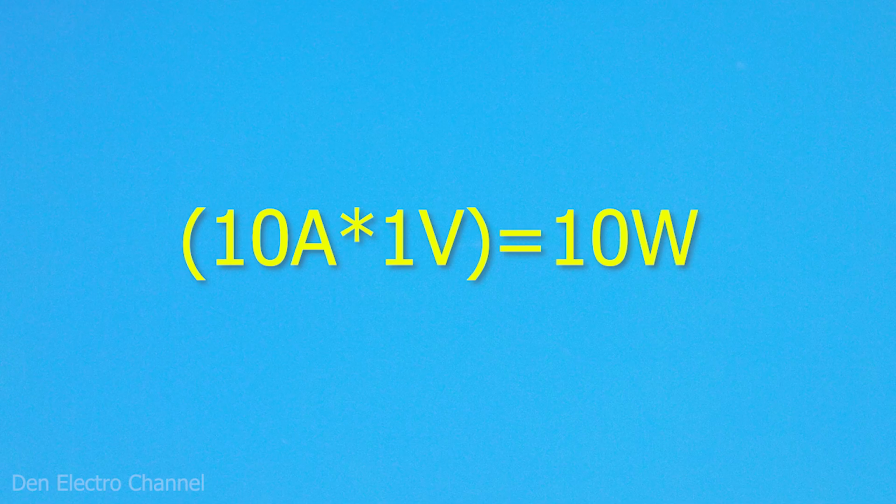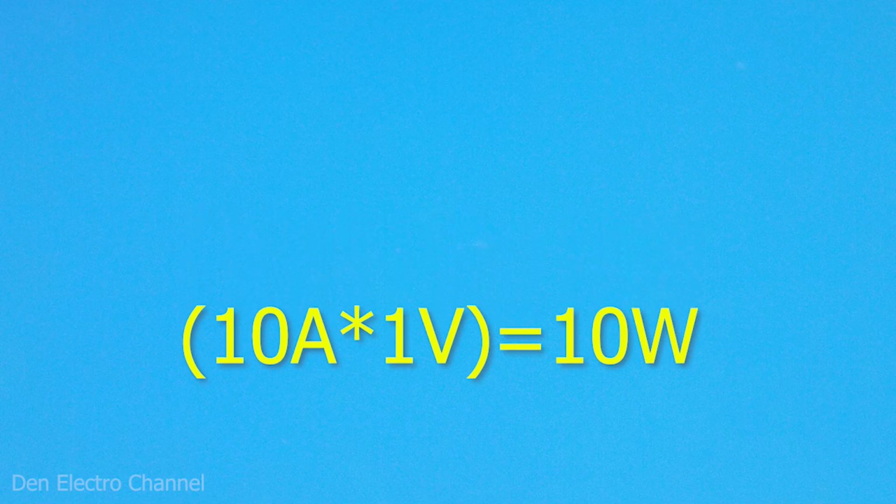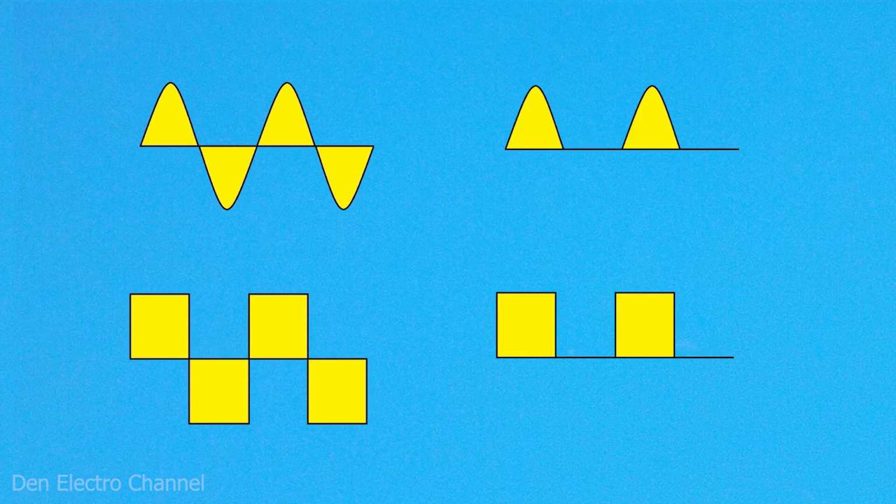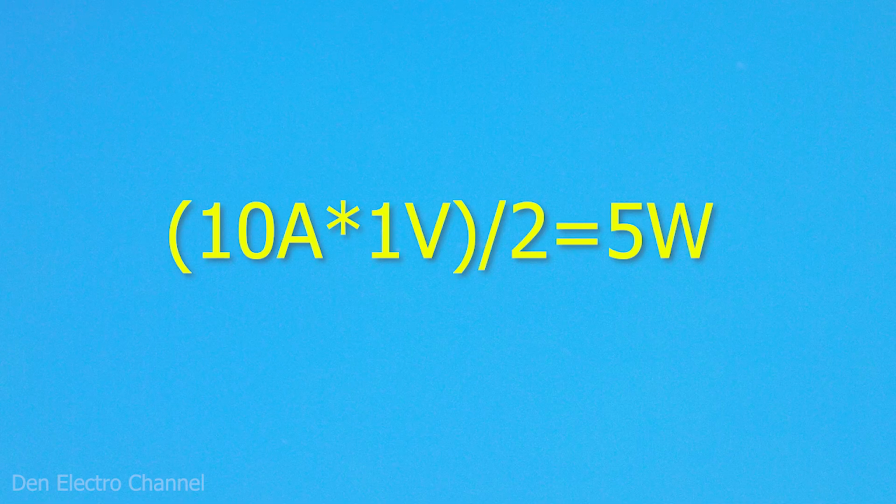But this is only under the condition that the current through it is constant. If we rectify alternating current in the form of a sine wave or a meander, then the diode will cool down in the intervals between half cycles. Therefore, the heat output on it will not be 10 watts, but half as much.